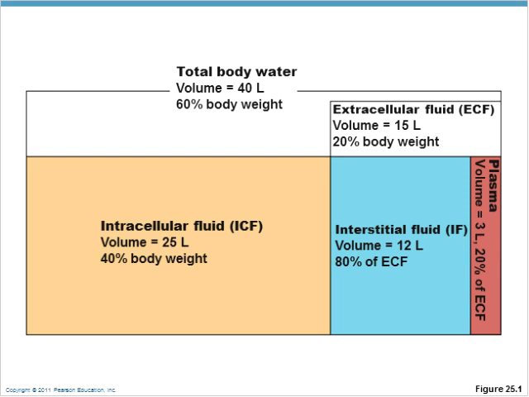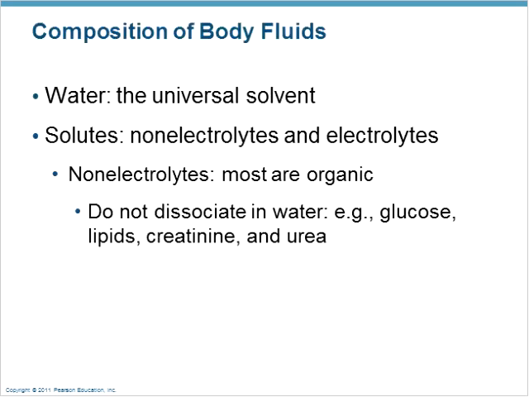You see that there's 40 liters, 60% of the body weight, and then you see here the intracellular fluid is 25 liters, or 40%, and the extracellular fluid is 15 liters, or 20%. So of the 60%, 40% is usually intracellular, 20% is usually extracellular, and interstitial fluid makes up 12 liters of that. This is a way to kind of keep track of that.